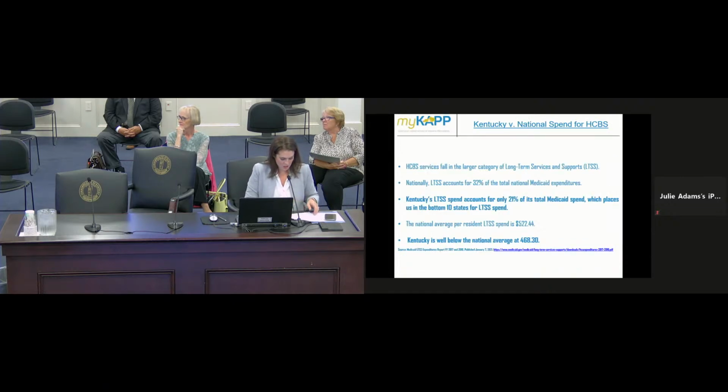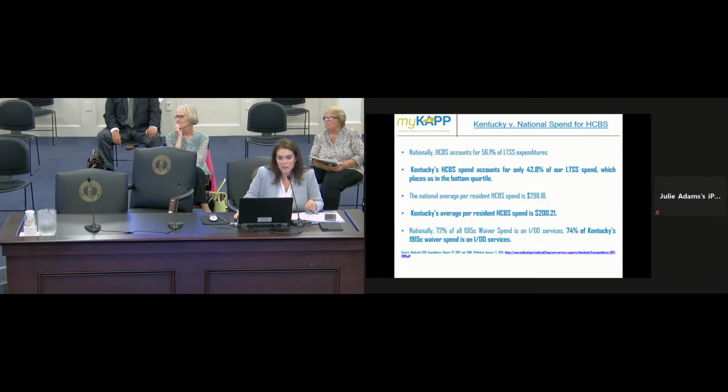In January, new data came out from the Centers for Medicare and Medicaid Services that compares Kentucky nationally to illustrate what we're spending. Nationally, long-term support services account for 32% of national Medicaid expenditures. Kentucky's long-term support spend only accounts for 21% of our Medicaid spend, and this places us in the bottom 10 of all states. The national average per resident for long-term support spend is $522.44. Kentucky's well below the national average at $468.30.